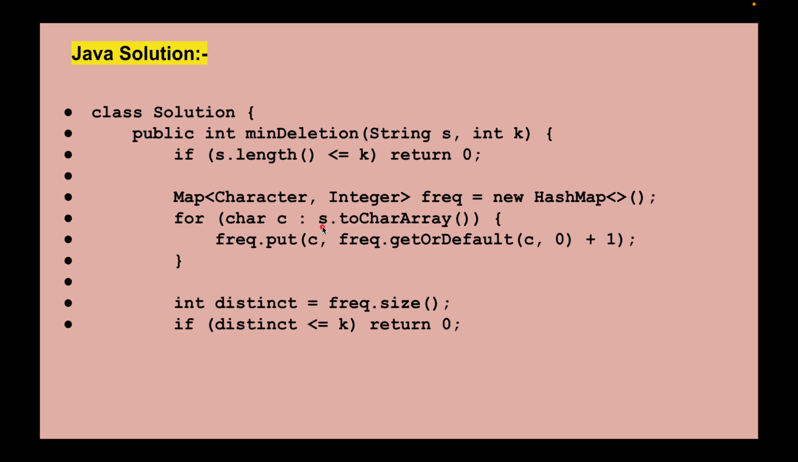We'll get the character array with s.toCharArray. Each character will come one by one in the for-each loop, and then we'll do frequency.put, taking 0 by default. If a character is coming, we'll keep updating +1 and update the frequency map. Then we'll get the size, how many distinct characters there are, and check if distinct is less than or equal to k, return 0.